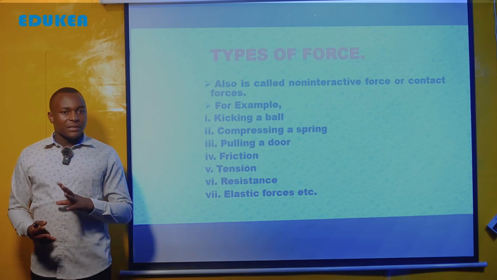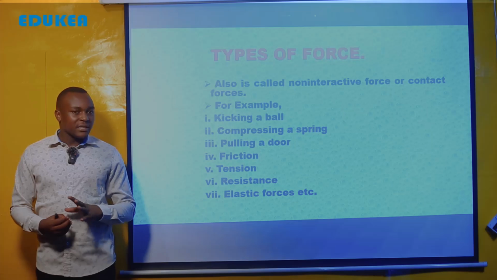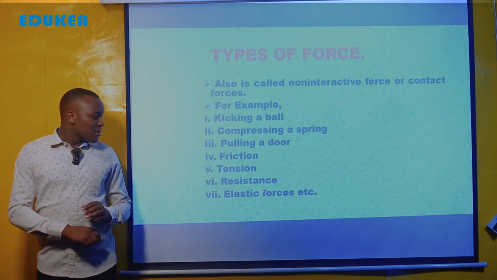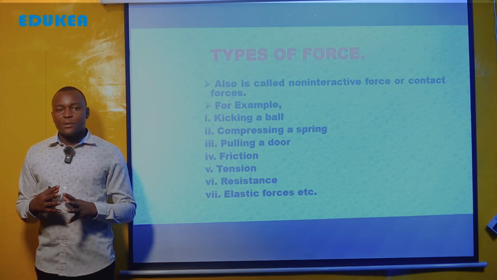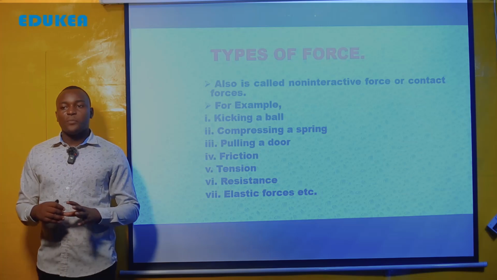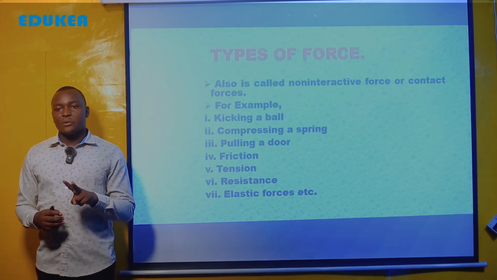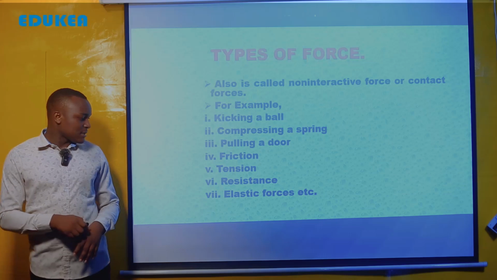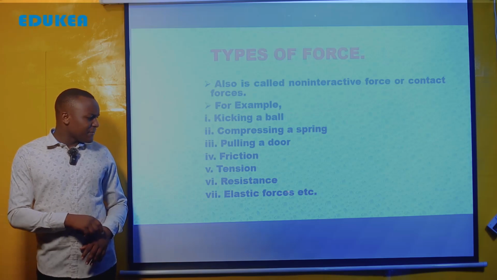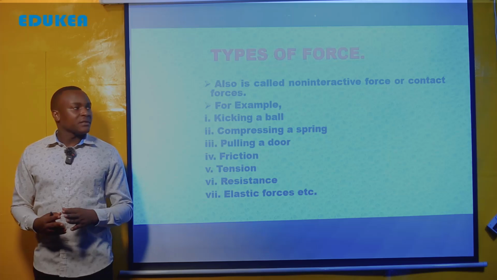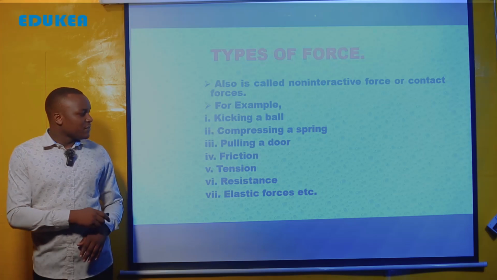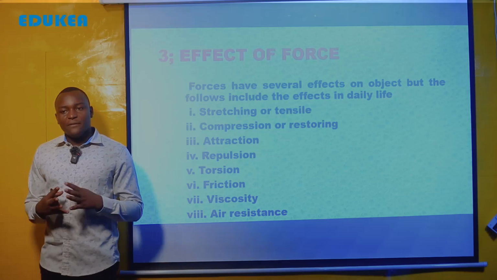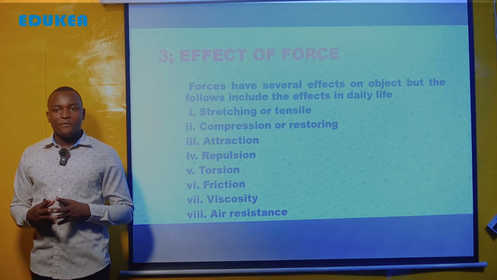Tension. Tension is also a kind of force which may exist on a string when you hang an object. Also resistance. Resistance is sometimes called opposition. It means two bodies are in contact, but they produce a force which causes resistance. Also elastic force. Elastic force is also a kind of non-interacting force. So let's discuss what the effects of those non-fundamental forces are.